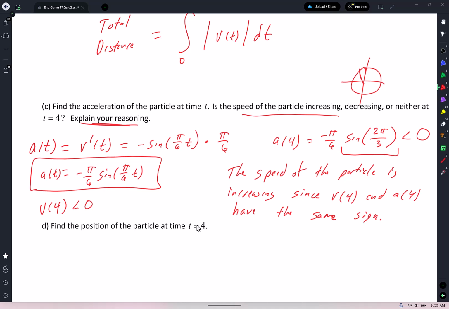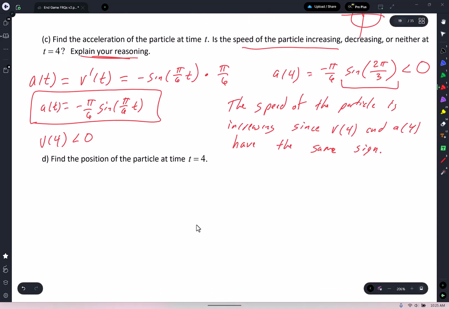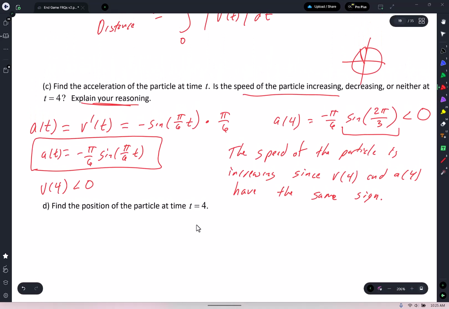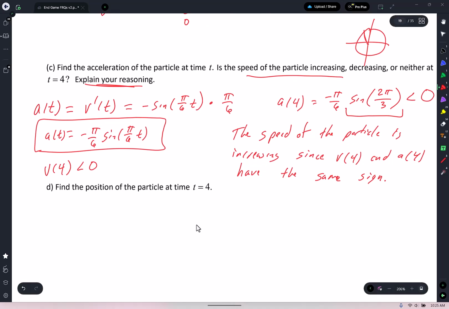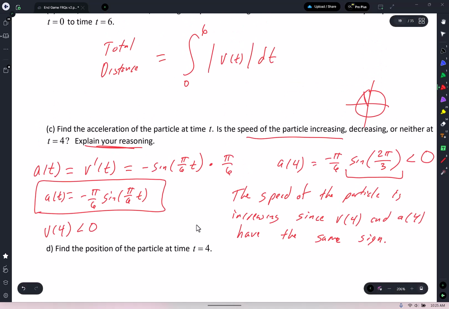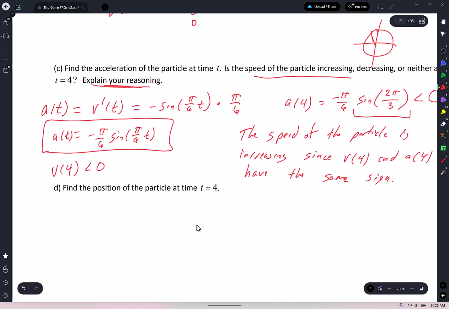Any questions, guys? All right, last one, letter D. Find the position of the particle at t equals 4. Position. Hopefully by now this is starting to become automatic.